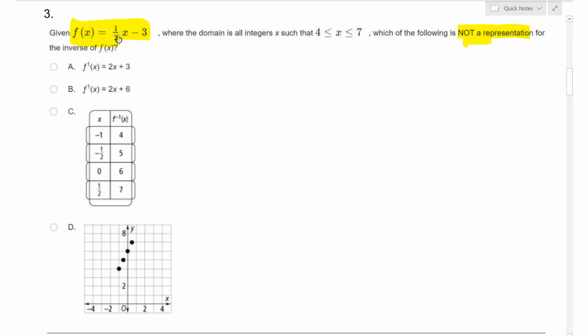So what we're going to do first is use the original function, the original equation, and find its inverse. So we have f of x equals 1/2 x minus 3. So we're going to rewrite it as y equals 1/2 x minus 3.